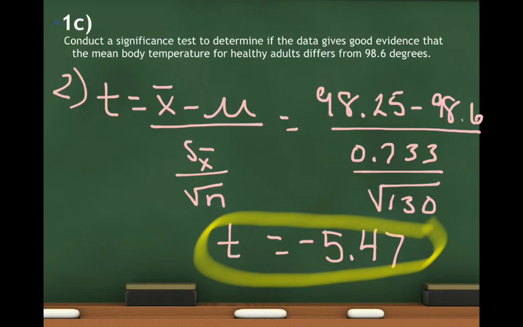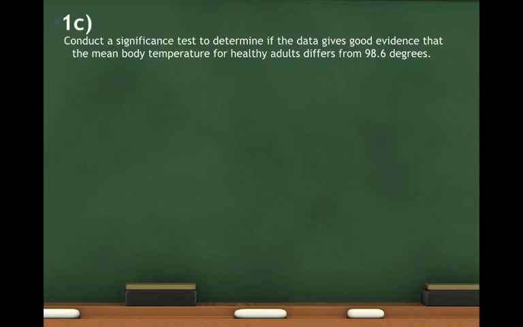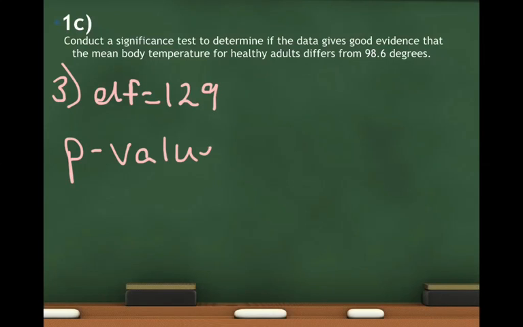And so we want to use this to help us find our p-value. And so why don't you pause the video and try to find your p-value yourself. And so the third step is our p-value. Remember, we had degrees of freedom of 129. And so when we looked at our p-value, hopefully you found the p-value out to be 0.0005.